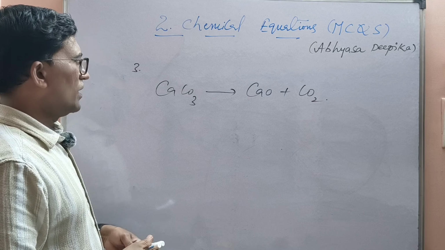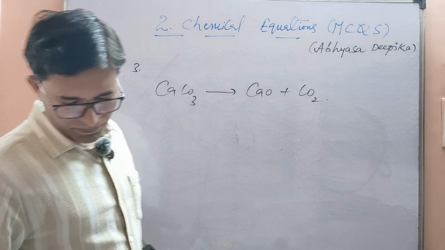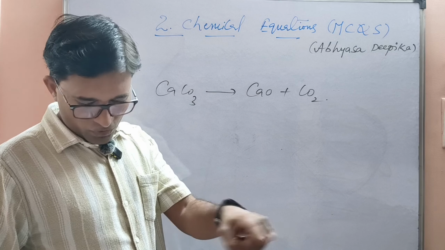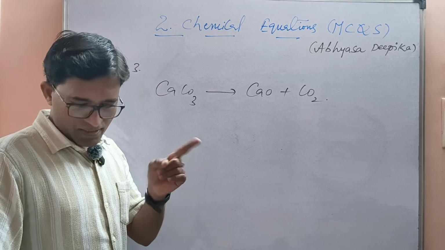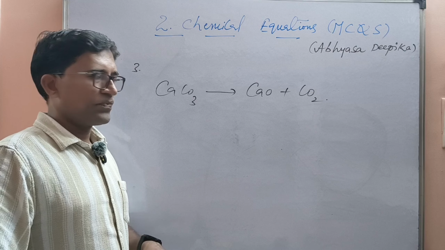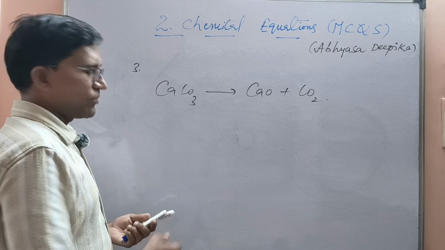Now, what are the products here? I will read out the options given on the screen. A option is CaCO3 CO2. B is CaCO3, C is CO2, and D is CaO CO2. So what is the right option for that? Before that, we will solve this question.